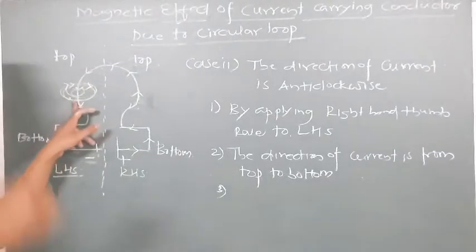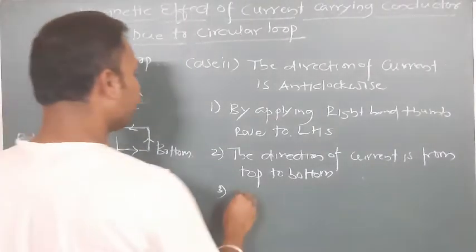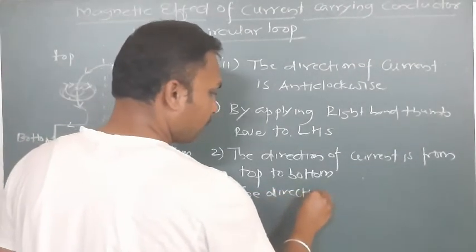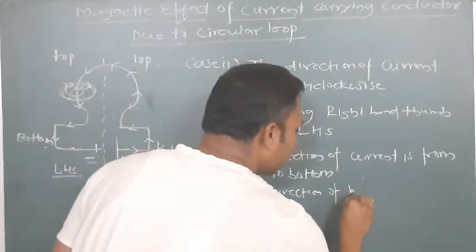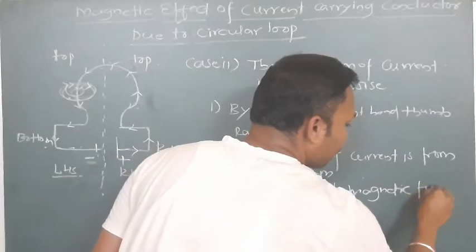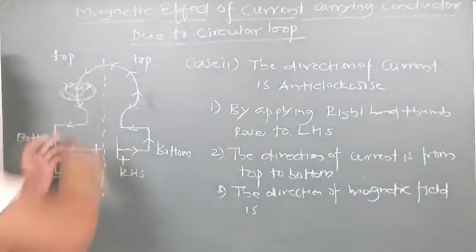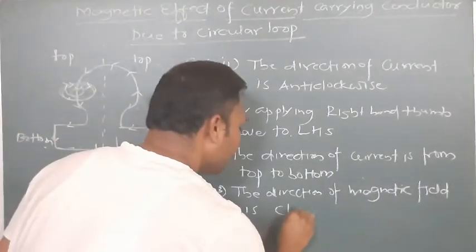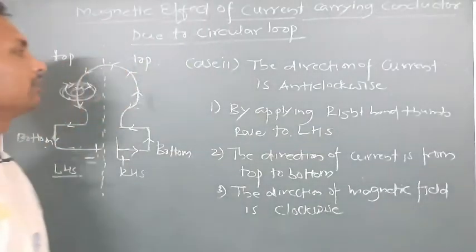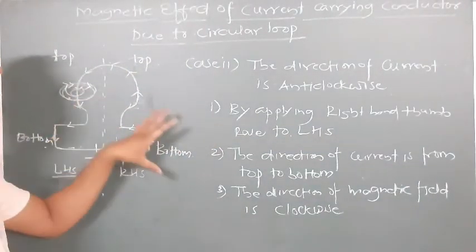Now third point, we need to detect the direction of magnetic field, and we have detected it. The direction of magnetic field is clockwise. We can say clockwise. Yes, this is for LHS side.